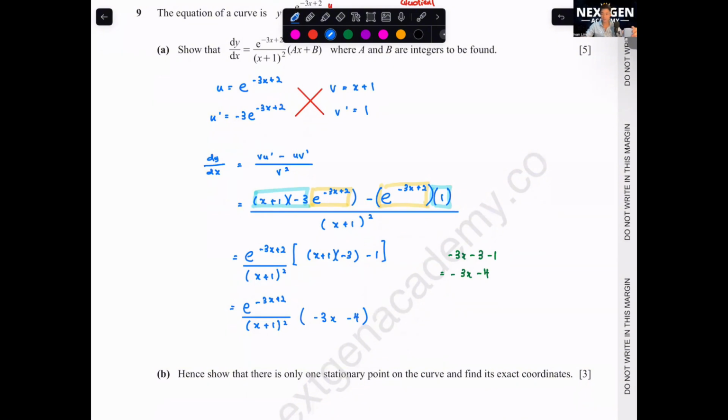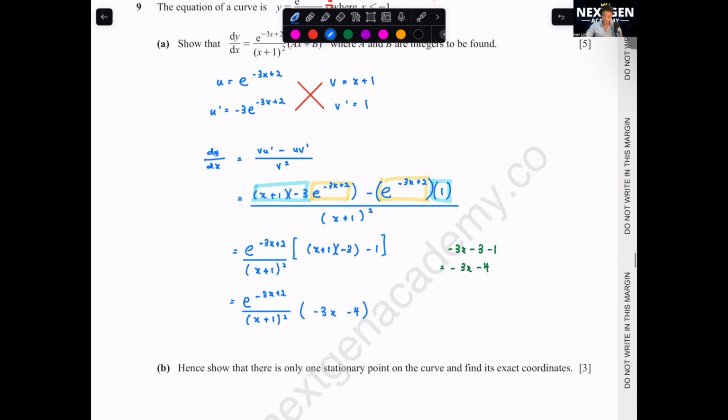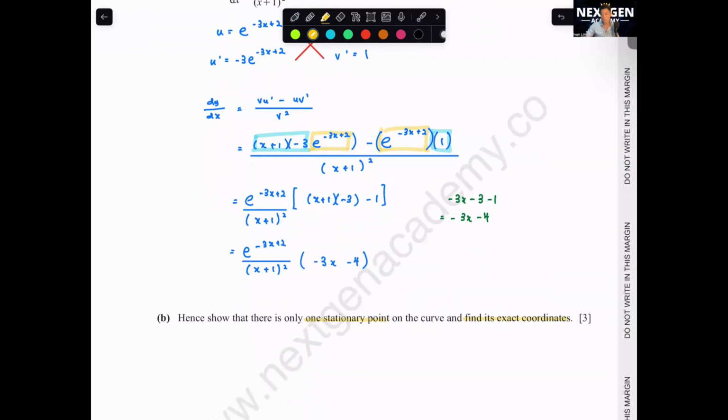Okay, 5-mark question. Question B: Hence, show that there's only one stationary point on the curve and find its exact coordinates. If they are asking about a stationary point, what is the equation to find it? A stationary point means your turning point. dy over dx equals 0. This is the equation first.